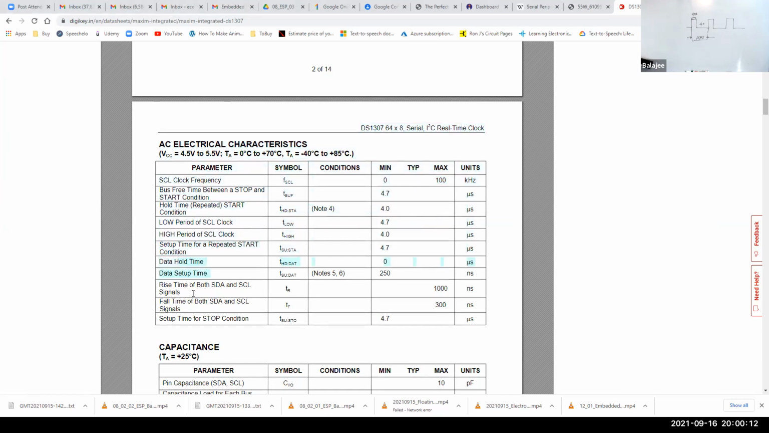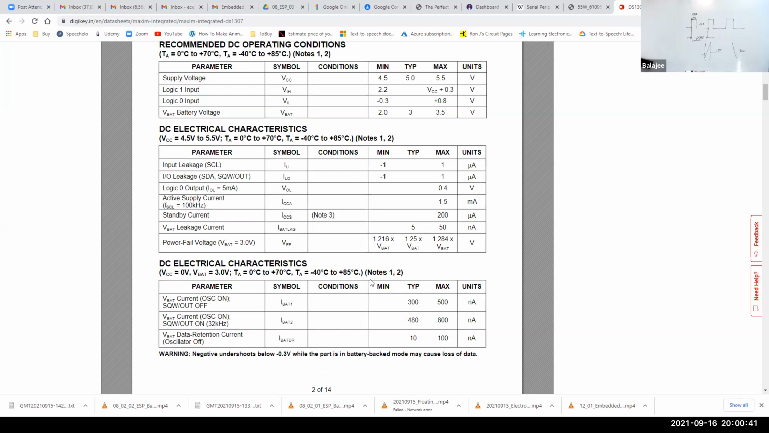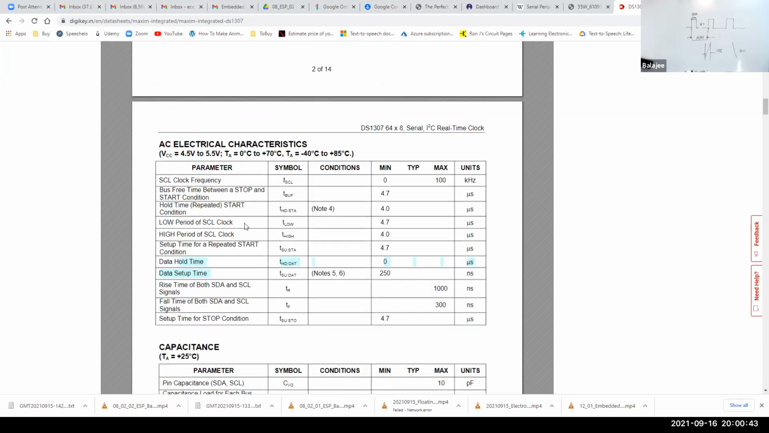And the rise time should be 100 nanoseconds. That means the rising time should be 1 microsecond maximum. That's the maximum time they have given. Then for the minimum time, the fall time should be 300. These are all called the AC electrical characteristics, that is the clock timing. What we saw previously is called the DC characteristics, which covers the voltage and everything. The timing is called AC electrical, and the other one is called DC.